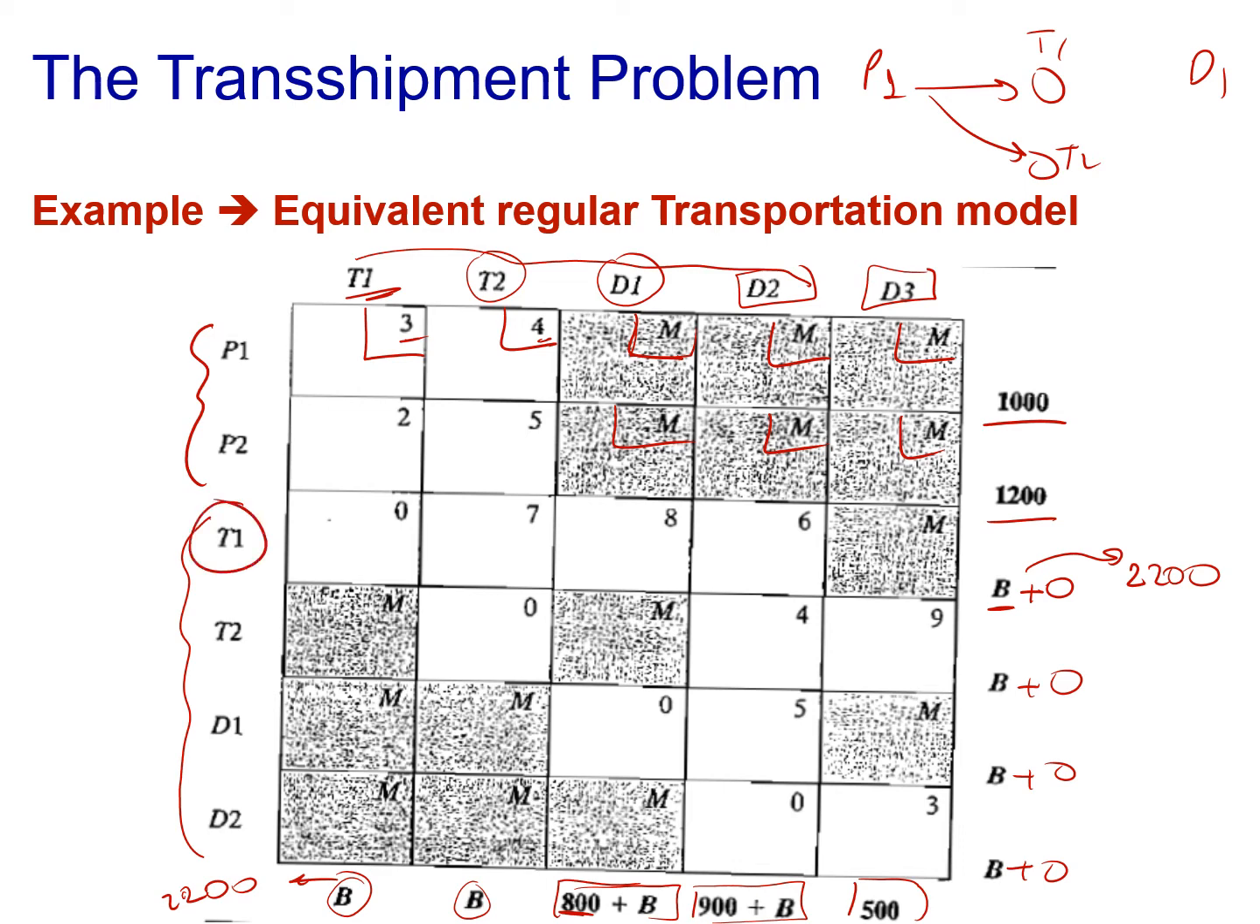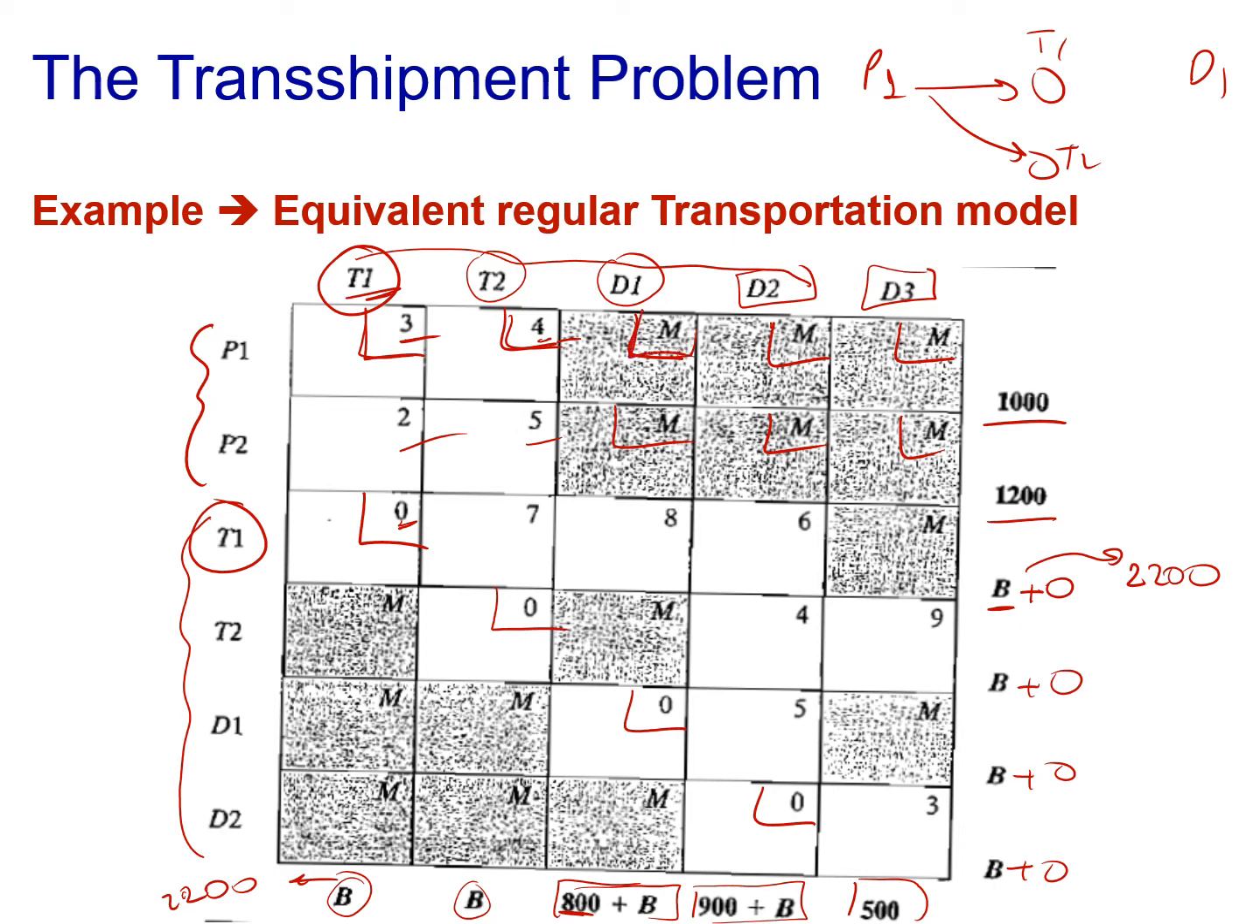What about the cost of sending units from T1 to T1? It is 0. What does it mean, sending from T1 to T1? Actually, there is no transfer there. It's itself, T1 to T1. Similarly T2 to T2, D1 to D1, and D2 to D2. For transshipment points, such costs are 0. So let me repeat, these values over here, 3, 4, and so on, are given in the question, in the example.